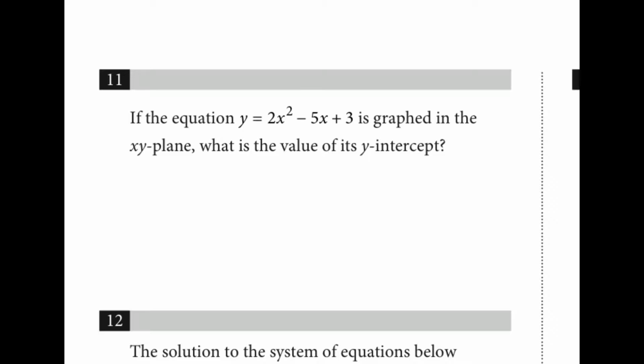For number 11, to find the y-intercept, or where a line crosses the y-axis, we're just going to plug in a 0 wherever we see an x. So these parts will all cancel out, and we're left with 3.